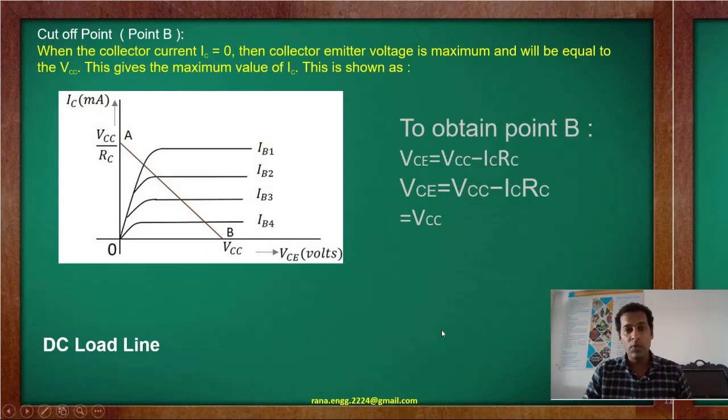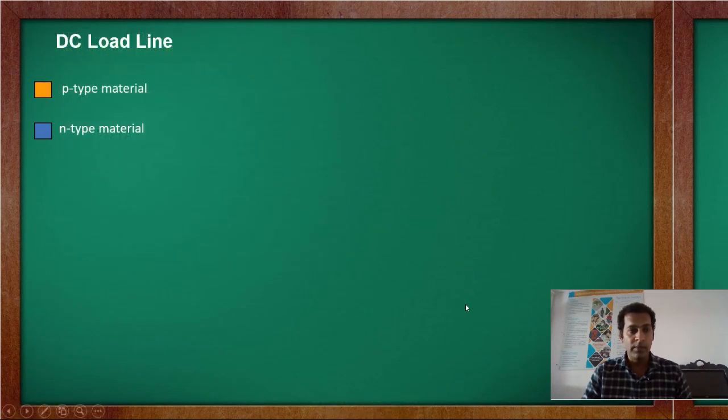Similarly, we can find point B, that is at the cutoff. So at cutoff, what will be the value of current on this particular axis? On this axis, VCE is increasing, but IC is 0. So in this particular part, IC is 0. If IC is 0, this term will become 0. So we will get only VCC. So this cutoff point formula is nothing but VCC. So VCE is nothing but VCC in cutoff for this particular point B. So this point B is VCC, we have to remember it.